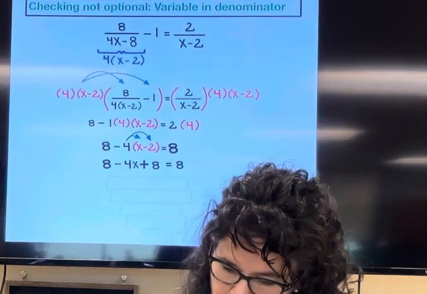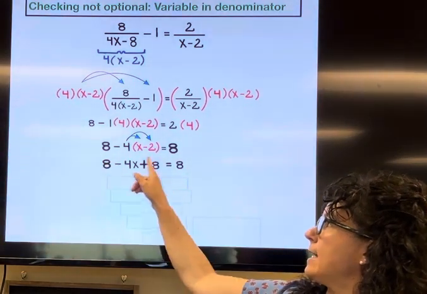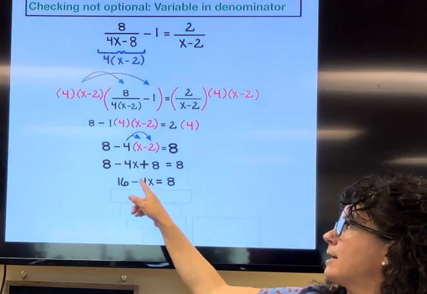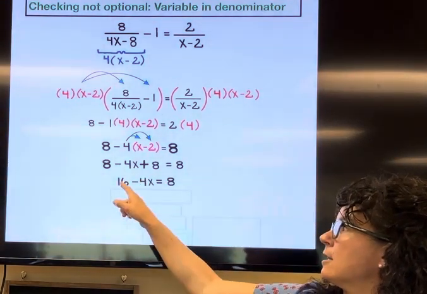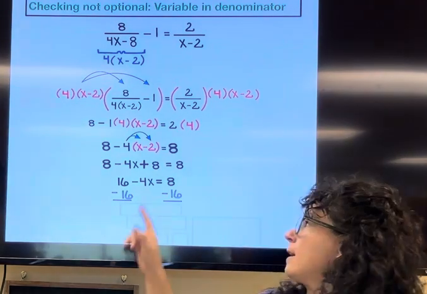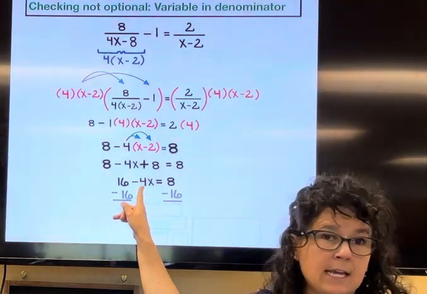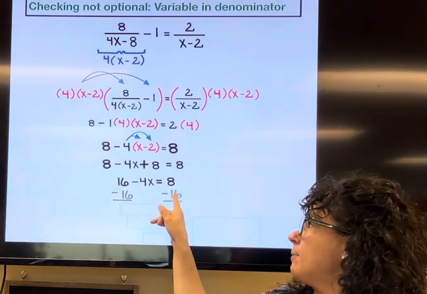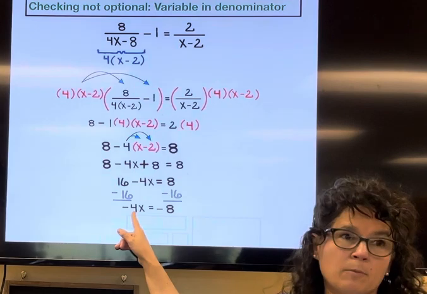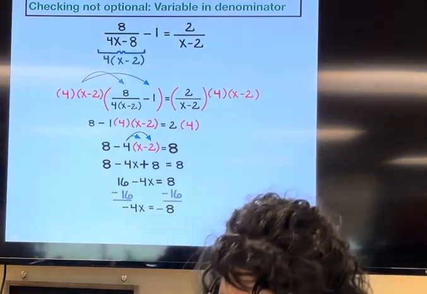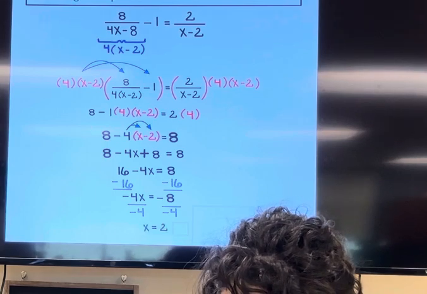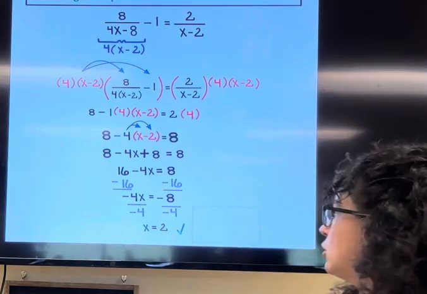Okay, then I've got a couple of like terms. 8 and 8 are on the same side, so that makes 16, and I still have minus 4x equals 8. Let's move the 16 to the other side by subtracting it. And so what I have left now is the negative 4x, and then 8 minus 16 is negative 8. Lastly, get rid of multiply by negative 4, so let's divide that by negative 4. And I end up with x is equal to 2.